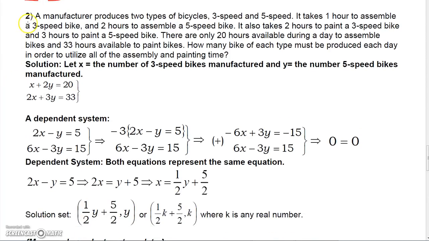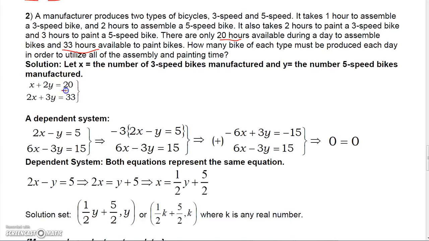The second one is manufacturing two types of bicycles, 3-speed and 5-speed. And you're told that you have 20 hours available to assemble the bikes and 33 hours available to paint the bikes. And it says how many bikes of each type must be produced each day to utilize all the assembly and painting time. Well, if you go back up here and look, first of all, let x equal the number of 3-speed bikes and y the number of 5-speed bikes.